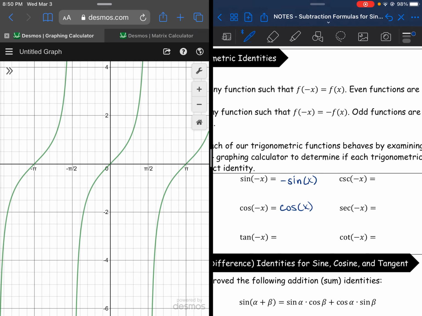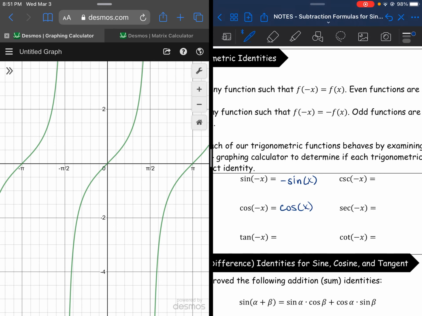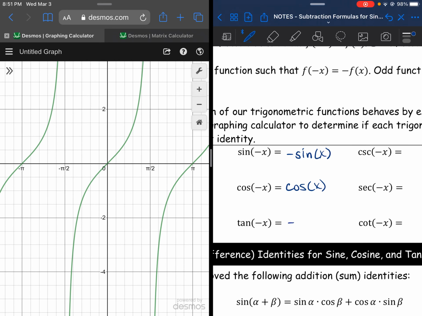All right, looking at tangent, notice that tangent, very much like sine, does not have y-axis symmetry. Instead, it has origin symmetry, which means that tangent is an odd function, and that means that the tangent of negative x is going to be negative tangent of x.